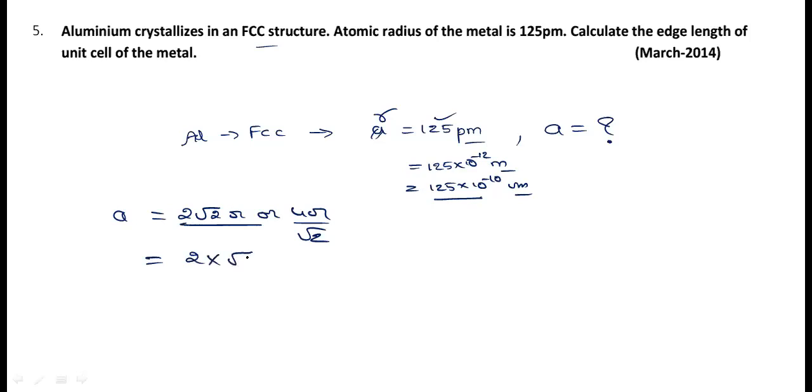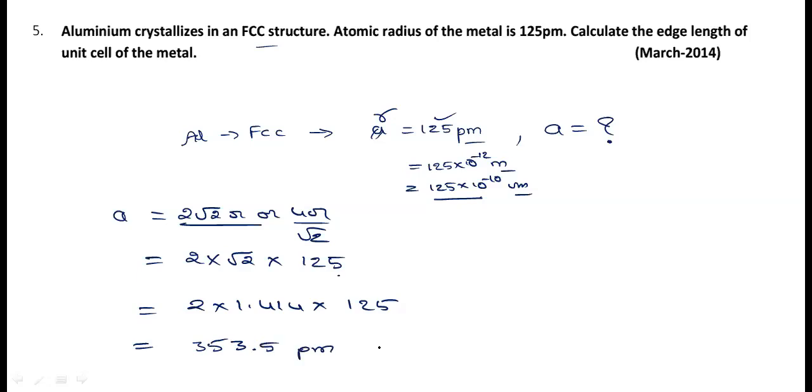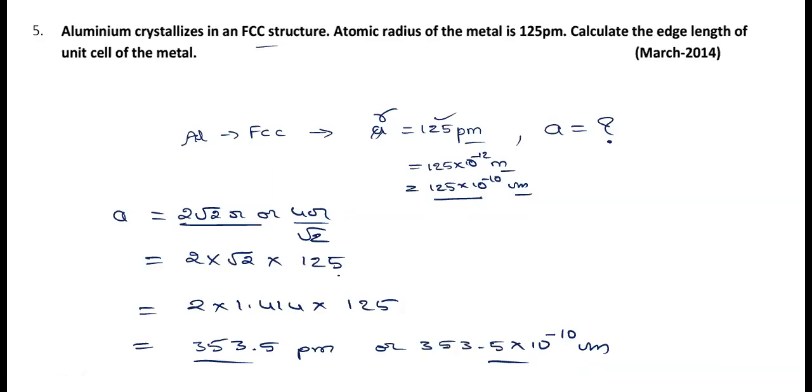So it is 2 into root 2 into the R value. If we take 125 in picometer, it is 2 into 1.414 into 125. And the answer is 250 into 1.414, that is 353.5 picometers, or 353.5 into 10 to the power of minus 10 centimeter. That is the answer. So with this, we completed a few problems.